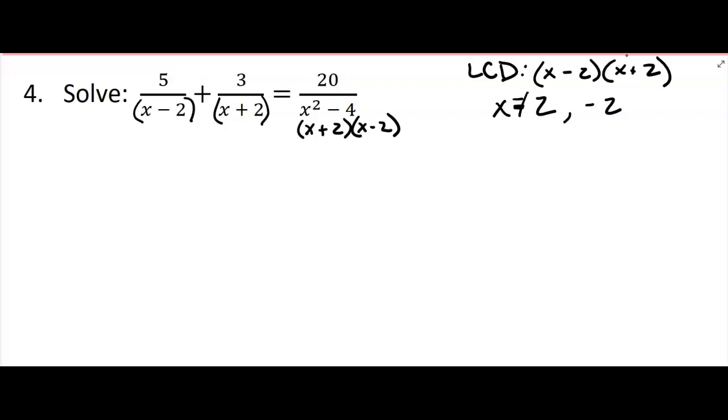Okay. So we're going to multiply by the LCD. Now, you can write it out. I'll show you kind of what that looks like without taking too much time.